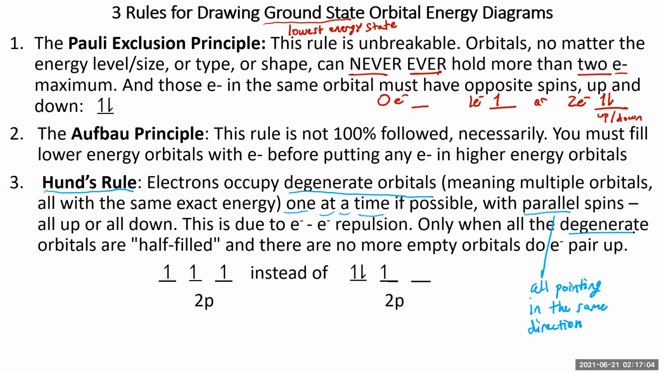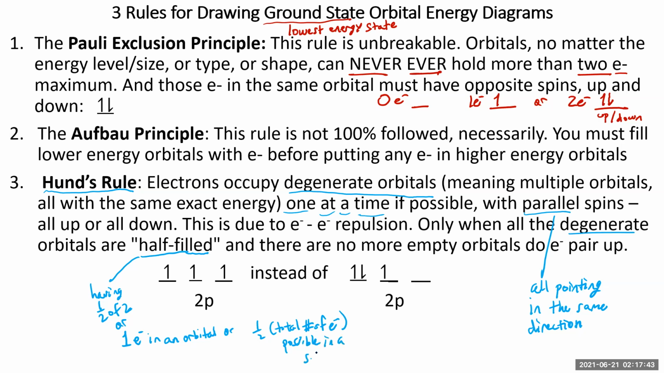Only when all the degenerate orbitals are half filled. What's half filled? Well, if the maximum number of electrons is 2, a half filled orbital is one that has only 1. Half filled, having half of 2, or 1 electron in an orbital, or half the total number of electrons possible in a subshell.